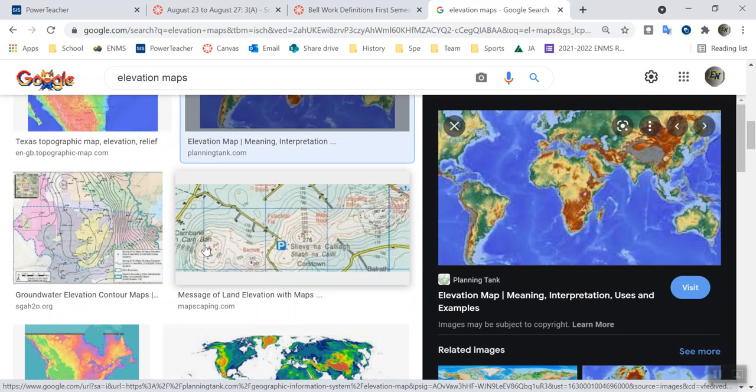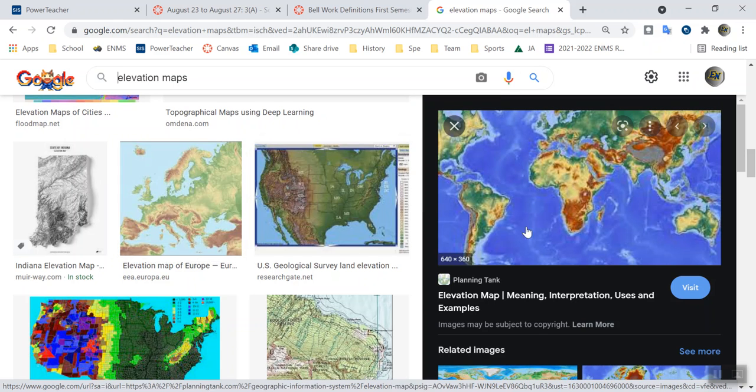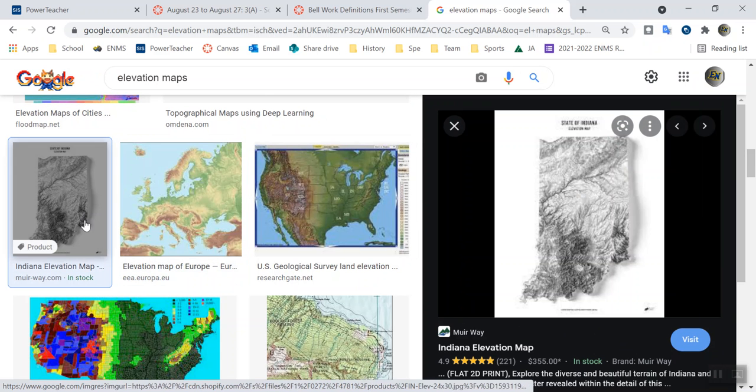So here's an elevation map of the world. Let's see if we can find, here's an elevation map of Europe. So not India, Europe. Here's an even better one, the elevation map of Indiana. So you see here all the different elevations. We're way up in there. All right. So could you put any of those down? Yes, you can.